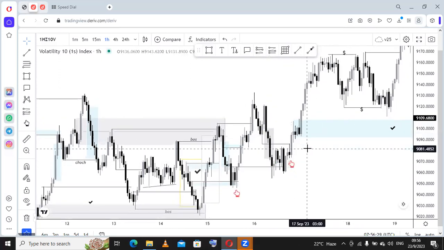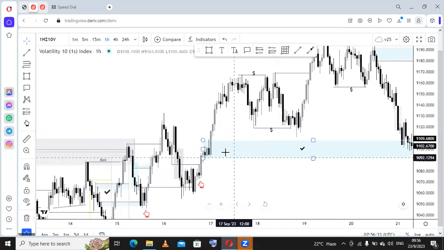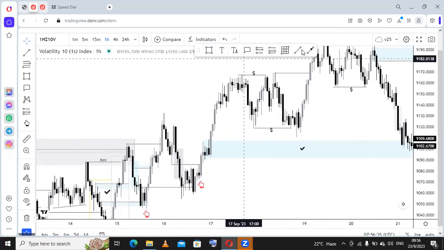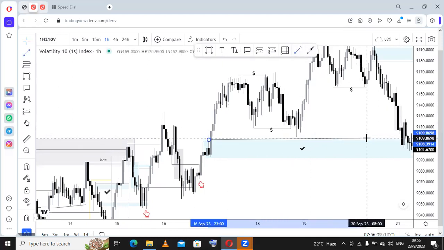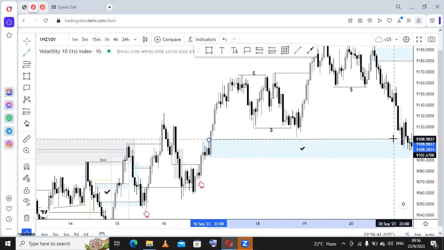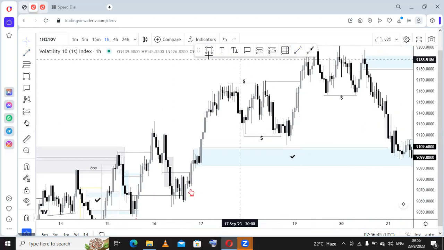If you enter here, price goes up like that. So now we want to enter again. This is our next area of reaction. So most people tend to use this.